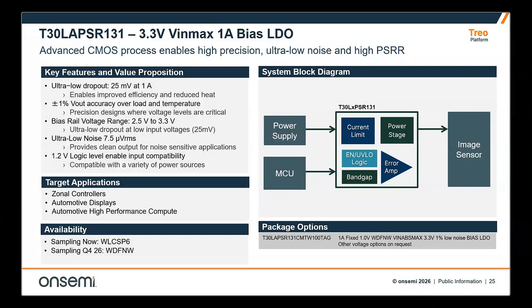It targets zonal controllers, automotive displays, and high-performance computing, and is available today in a compact WCSP 6-pin package and a QFN package with wettable flank. We are sampling now in CSP, and we're sampling in DFN in Q4 of this year. In short, the Treo platform is what turns this into a precision, future-ready building block for the software-defined vehicle.